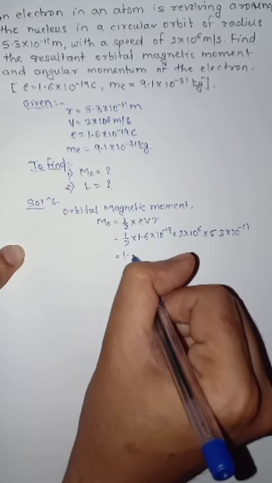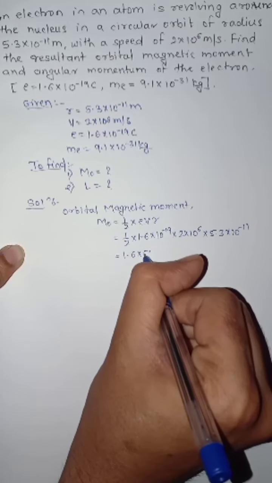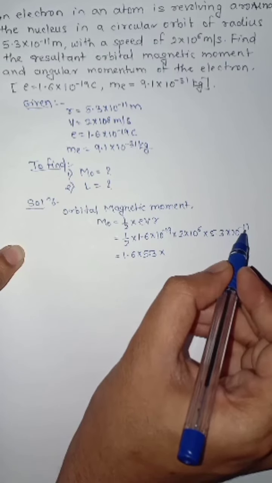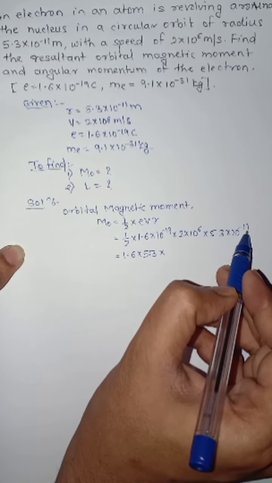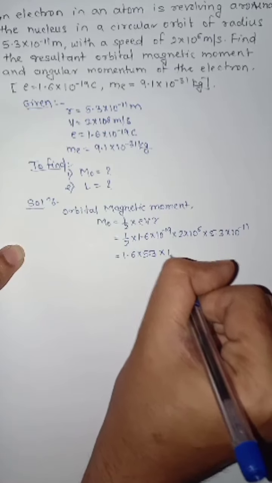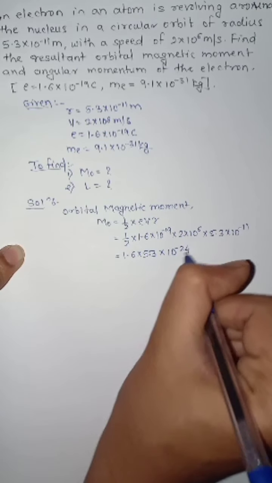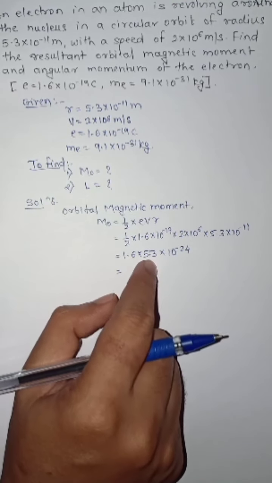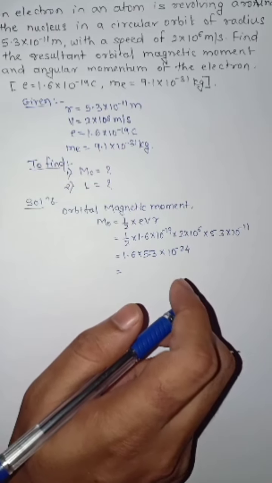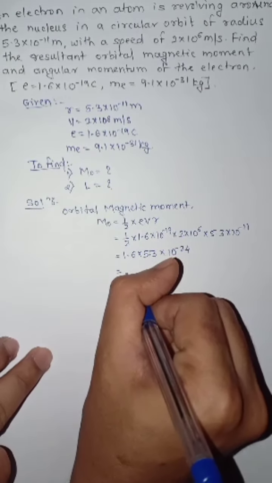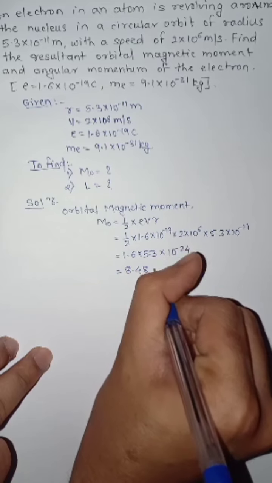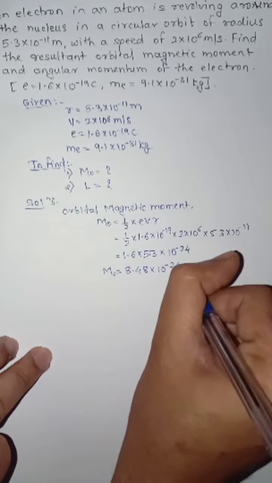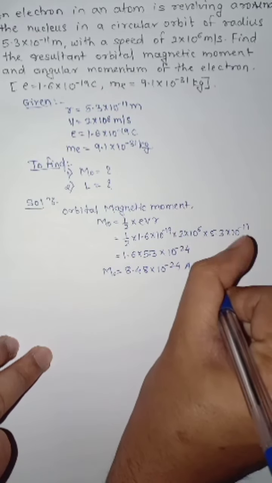We get here 1.6 into 5.3 into, here power is 10 raised to minus 19 and minus 11. Minus 19 and minus 11 is minus 30, and this plus 6 is equal to 10 raised to minus 24. Okay, so now if you simply multiply this number 1.6 into 5.3, you will get here 8.48 into this 10 raised to minus 34, and SI unit of M0 is ampere meter square.